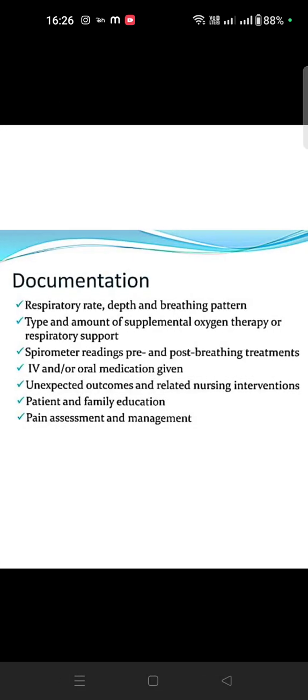So nurses' documentation: respiratory rate and depth and breathing pattern. Try supplemental oxygen therapy, then spirometer readings pre and post breathing treatment, then IV or oral medication, unexpected outcomes from intervention, family education, and pain assessment and management.